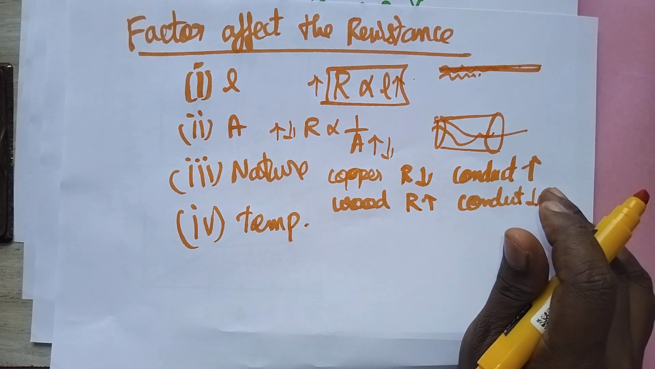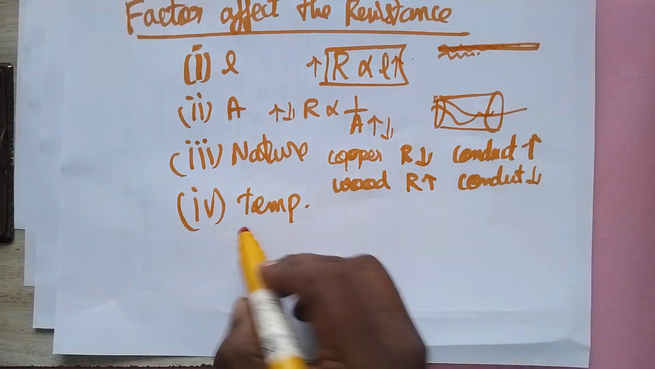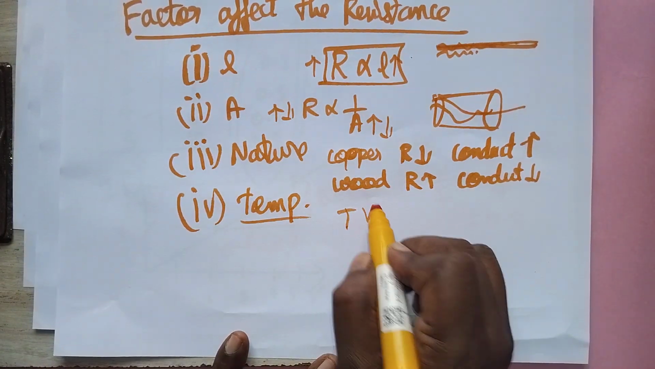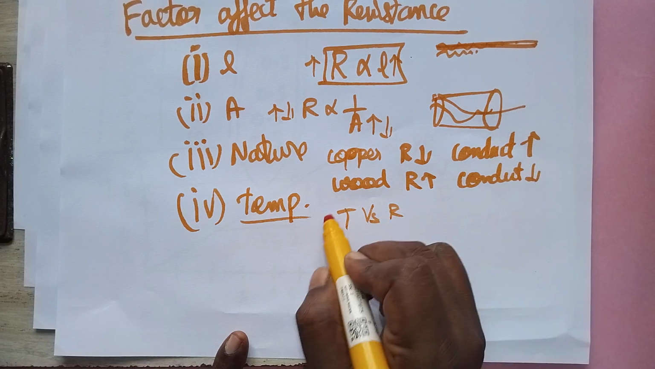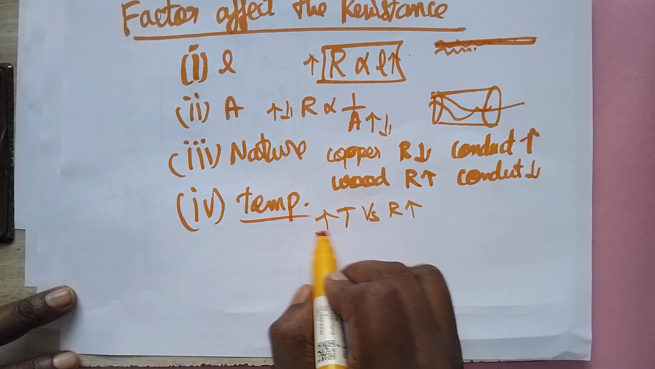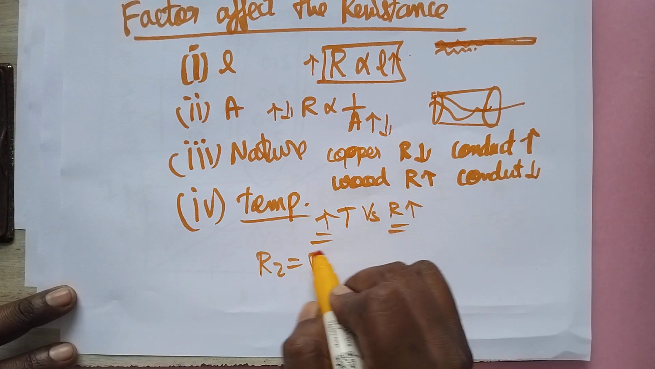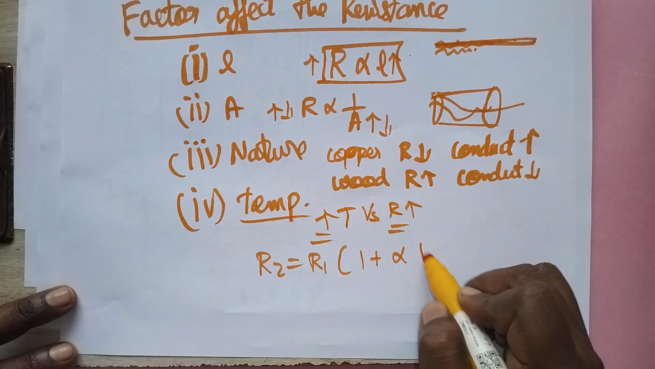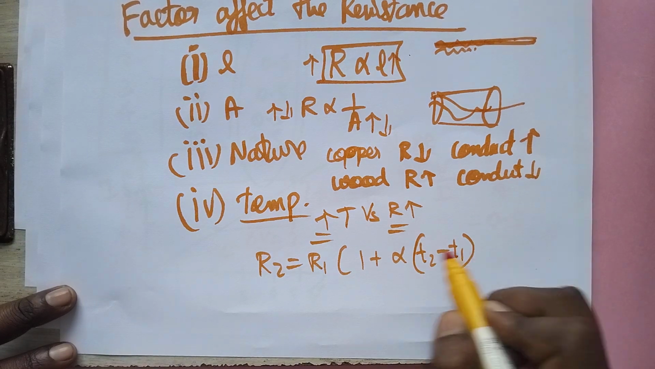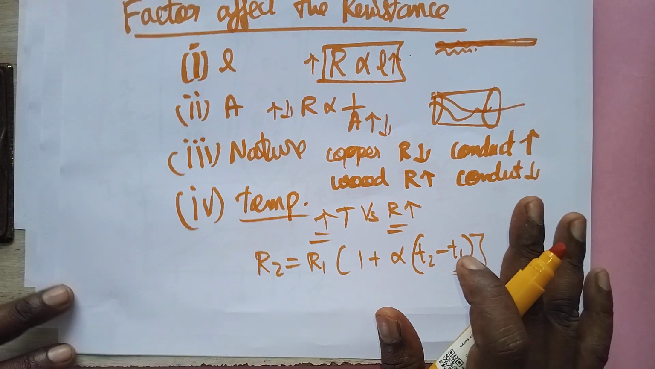Okay, when they ask you to explain briefly the factors affecting resistance, these are the things you give. Temperature directly affects the resistance. If temperature increases, resistance will increase. So more temperature will give us more resistance. One more formula is there: R2 is equal to R1 times (1 plus alpha (T2 minus T1)). This is the relation of temperature versus resistance. This is for 12th standard. You don't need to memorize this formula.